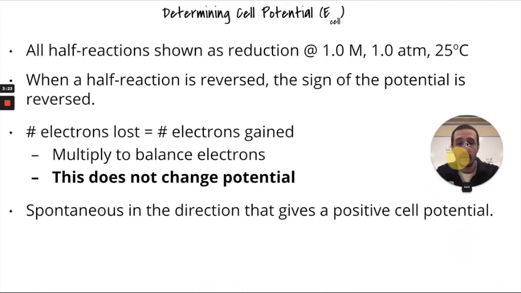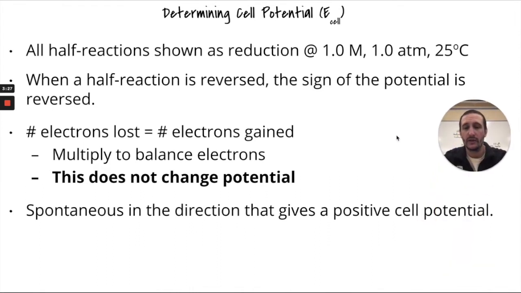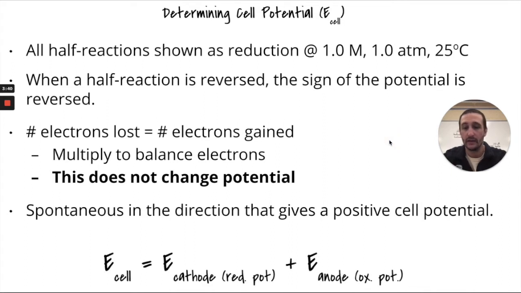Here's the other thing: the direction of spontaneity gives a positive cell potential. So the spontaneous reaction is always going to have a positive cell potential. The way that we calculate the cell potential is you take the potential of the cathode, and that's the reduction portion, plus the anode, which is the oxidation portion. And again, we'll look at some examples of how to do this in just a couple of minutes. So that equation, E cell, is equal to the reduction potential plus the oxidation potential.